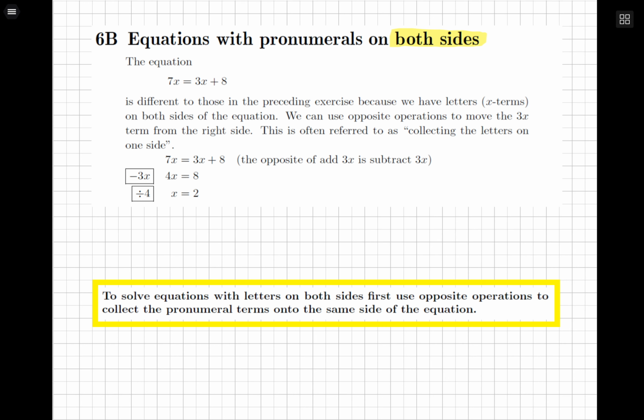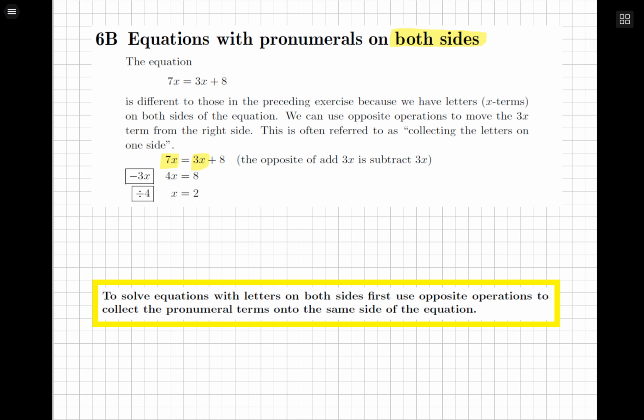Okay, so the textbook has an example of 7x equals 3x plus 8, and they want you to solve. Solve meaning find the value of the pronumeral. The pronumeral's on both sides, and so we need to get rid of that 3x from the right hand side. The inverse operation to 3x with its invisible plus in front of it is to subtract 3x. So we take 3x from both sides.